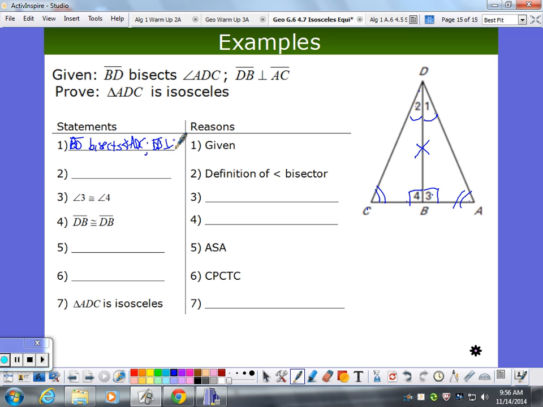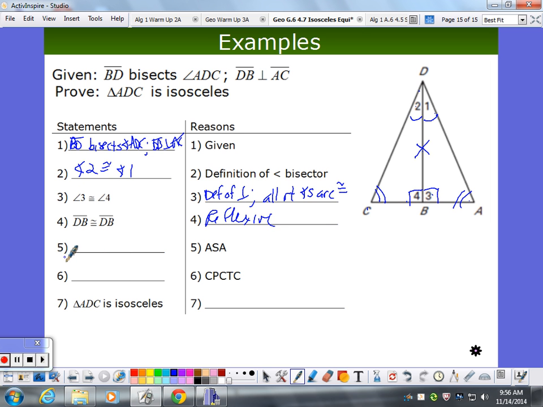DB perpendicular, right? There's my givens. Definition of an angle bisector is that angle 2 is congruent to angle 1, because that's what angle bisectors do. They make congruent angles. Angle 3 is congruent to angle 4 for two reasons here. They're right angles by the definition of perpendicular, and all right angles are congruent. DB is congruent to itself, that's our reflection, right?